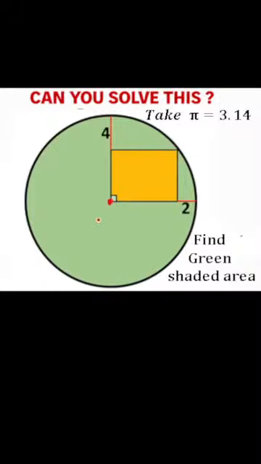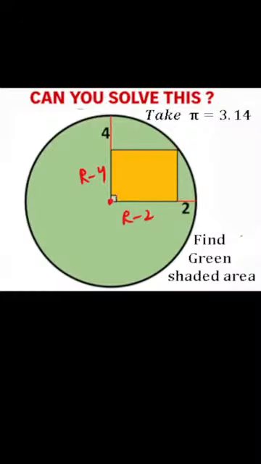Let's see. Suppose the radius of the circle is r. Let's say r is the radius of the circle, correct? Then this length is going to be r. How about this length only, this much length? This is going to be r minus 4. Similarly, this entire length is r, so this much length is going to be r minus 2, right?